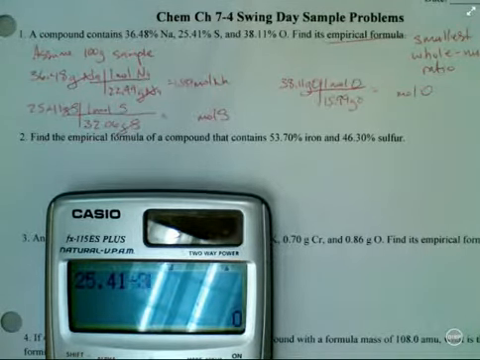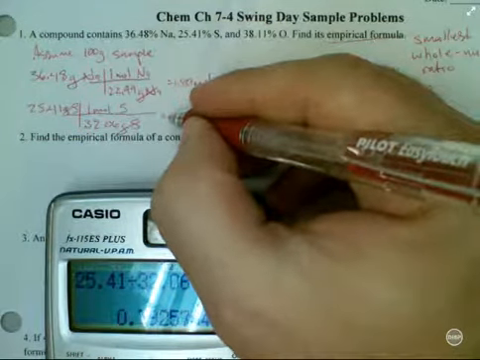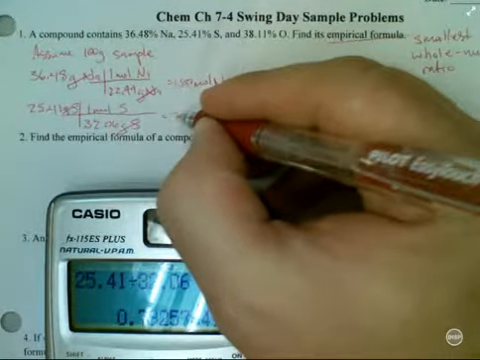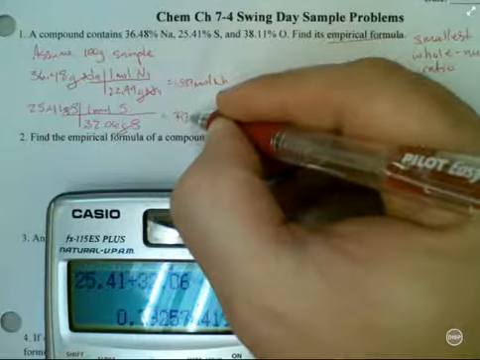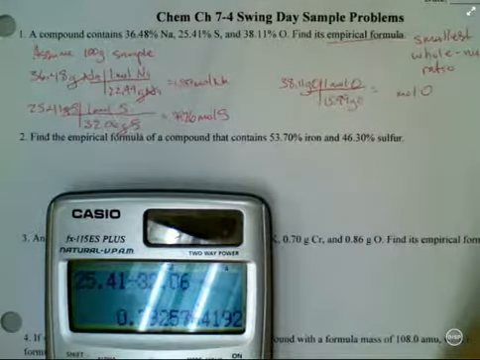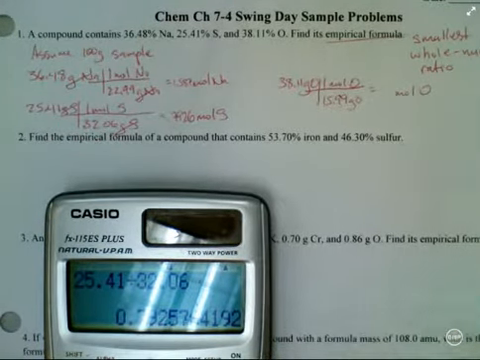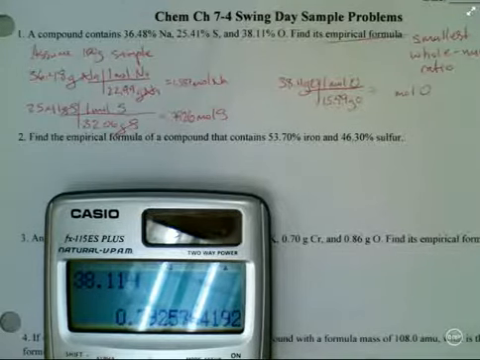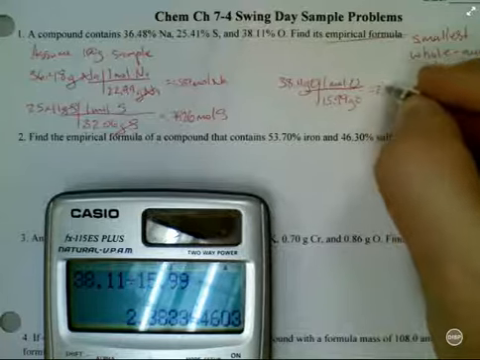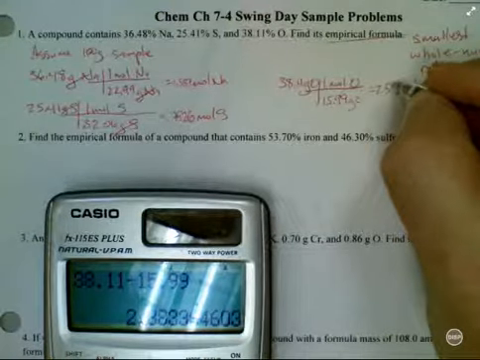Continue to carry out my calculations. Divided by 32.06, and I get 0.7926 for sulfur. And how much oxygen do we have? 38.11 divided by 15.99. 2.383.